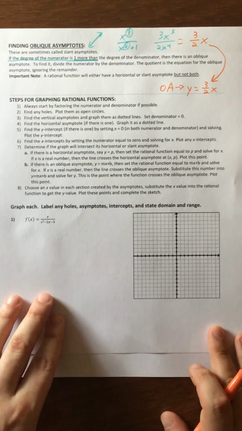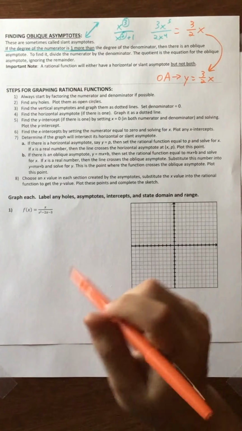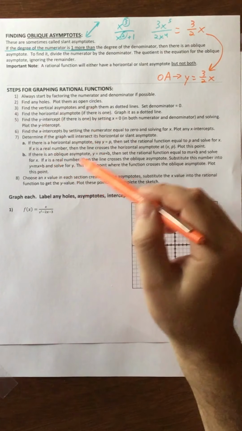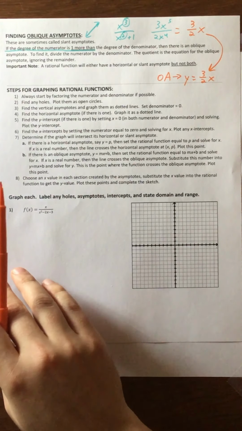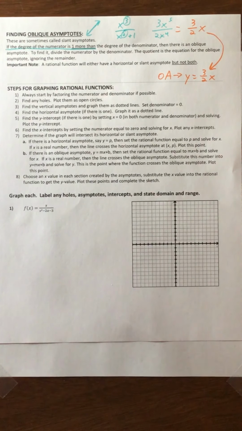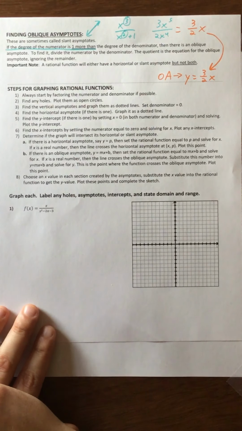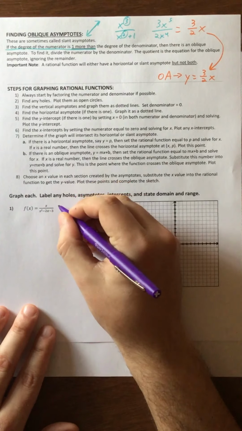Now, I know that sounds like a lot, and it's a lot of rules to remember, but I really broke down the steps for you guys right here on how it's going to work. All right, and we're just going to take it one step at a time right now. Okay, step 1. Always start by factoring the numerator and denominator if possible, because you want to see if stuff can be canceled out.